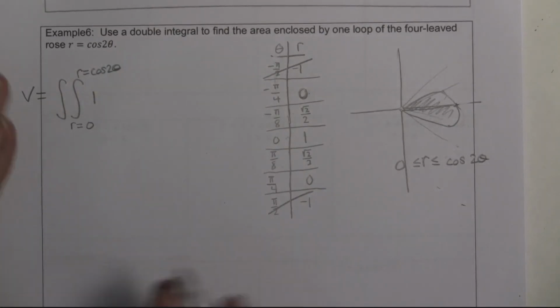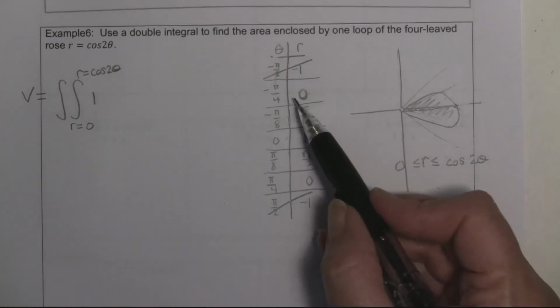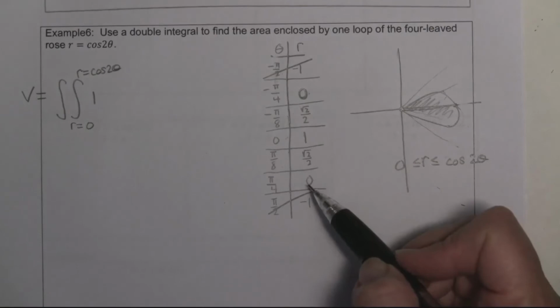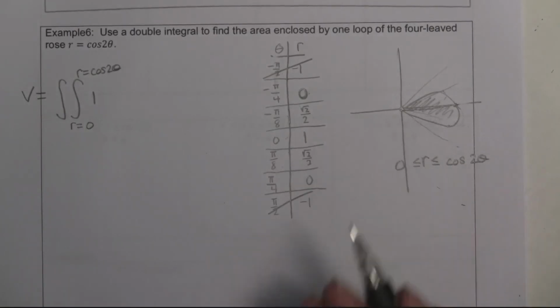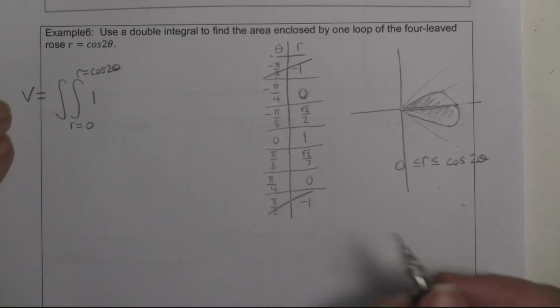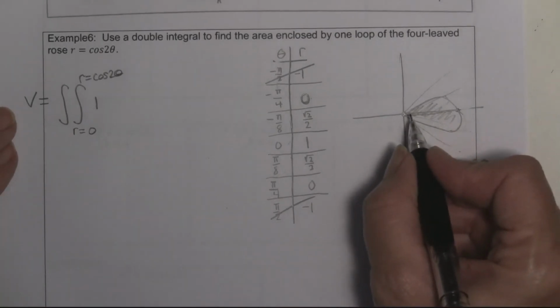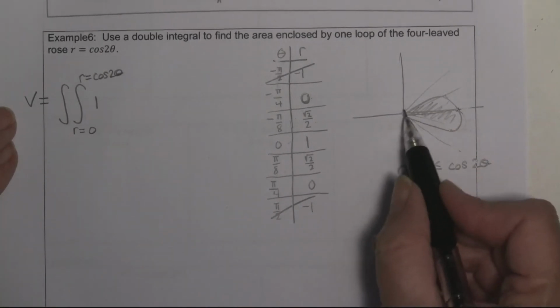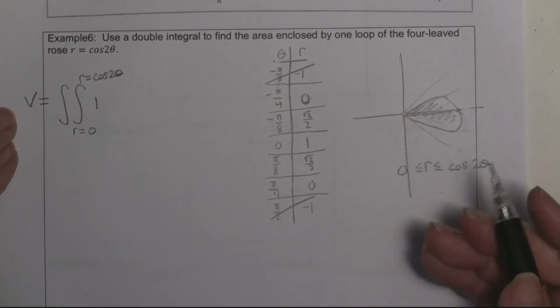And then where's my theta going from to get the whole rows there? It's going from negative pi over 4 to pi over 4. How did I know to start looking negative? Because cosine is positive in the first and fourth quadrant. And so that's how I knew to start looking negative to get the whole thing. Otherwise, I was going to get half of one part down here and whatnot.